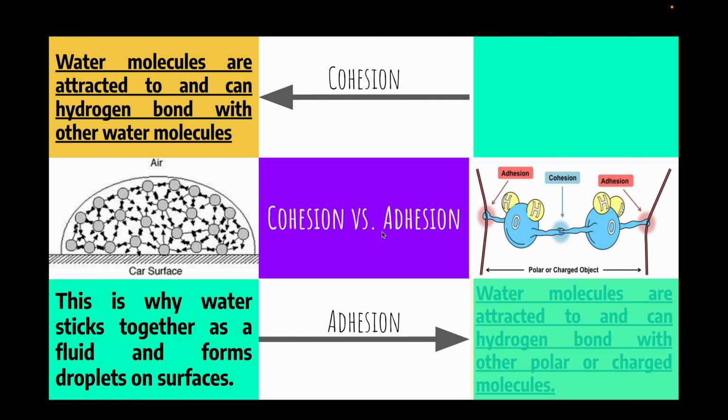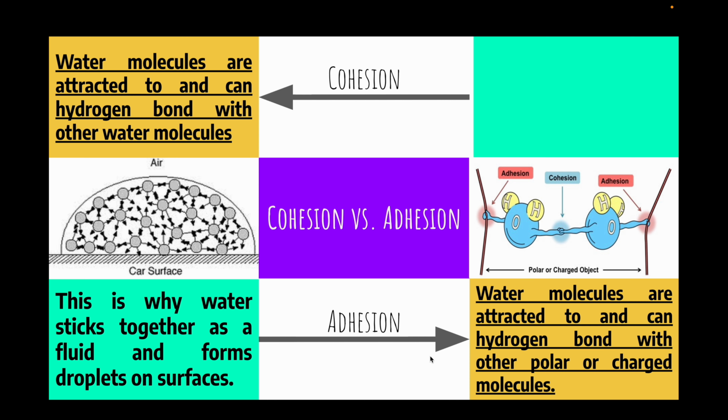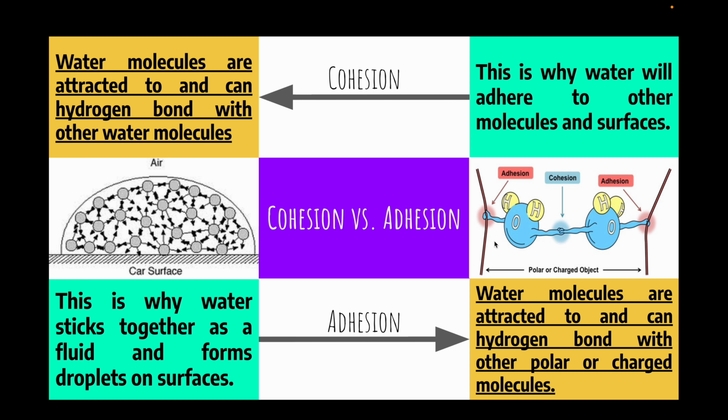And so we have something else called adhesion, which is when water molecules are attracted to and can hydrogen bond with other polar or charged molecules. Here you can see adhesion in this picture. Water is attracted to either a polar or charged molecule. For example, if you have water in a test tube, you can see little water droplets sticking to the test tube. You see adhesion in that way. Or when you put a tissue paper next to water, the water will naturally flow into the tissue.